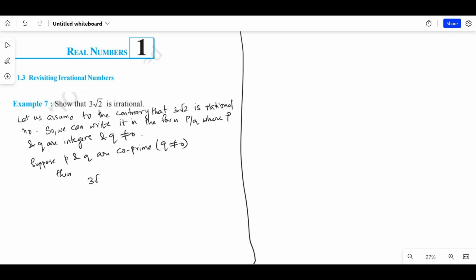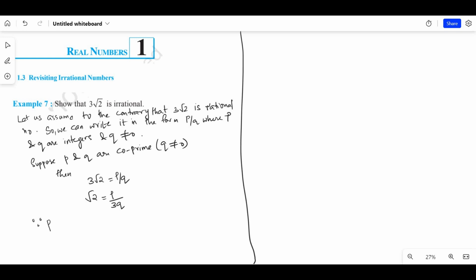So we can say then 3 root 2 is equal to p by q. We are rearranging this so that root 2 is kept on one side and the rest is taken to the other side. So it becomes p by 3q. This is for the ease of proving this problem. We have kept root 2 on one side and have taken the rest of the value to the other side. Now the LHS becomes root 2 and the RHS p by 3q.